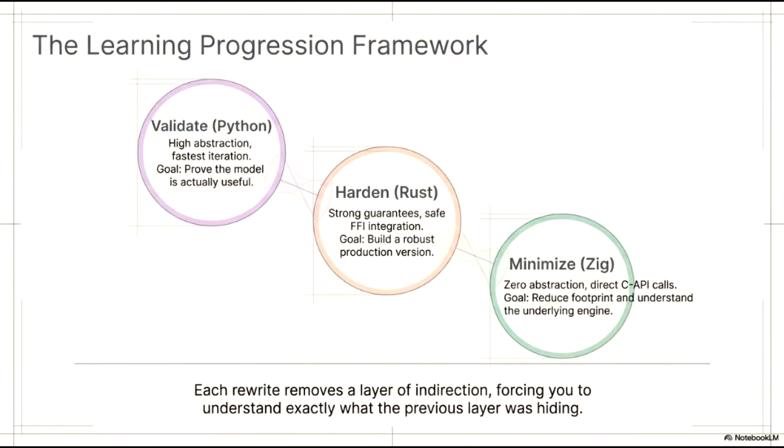The final stage is to minimize using Zig. By stripping away abstractions and utilizing direct C API calls, we reduce the software's footprint to its bare essentials. This phase is critical for achieving maximum efficiency and gaining a comprehensive understanding of the underlying engine. Ultimately, each rewrite within this framework serves to remove a layer of indirection. This progression forces you to confront and understand exactly what the previous, more abstract layer was hiding, resulting in a more optimized and thoroughly mastered system.